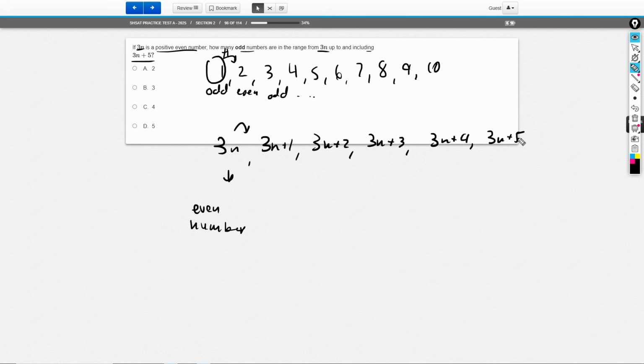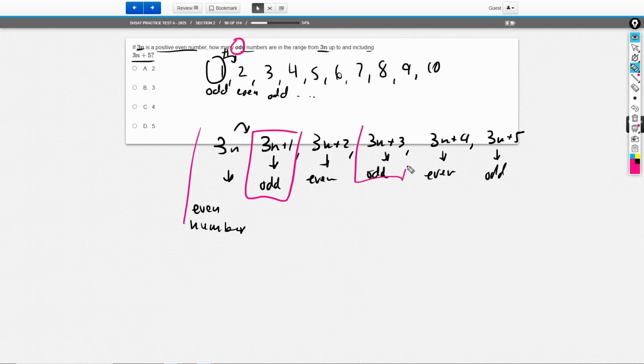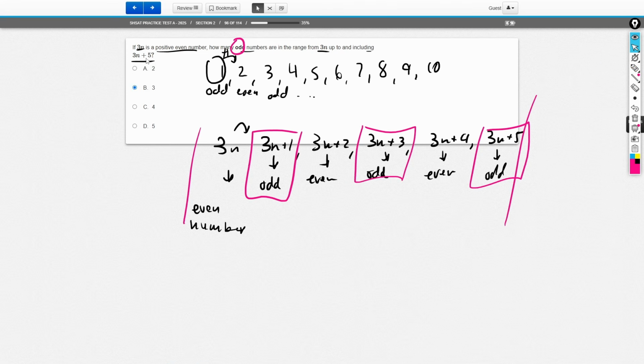So let's look at the numbers now. This one was even, which means the next one has to be odd. The next one has to be even. The next one has to be odd. The next one has to be even. And the next one has to be odd. Finally, they're asking us how many odd numbers are between. So we start with an even number. We have 1 odd, 2 odd numbers, and 3 odd numbers between. Okay, so the correct answer has to be B. So up to and including 3n plus 5 would be 3 odd numbers.